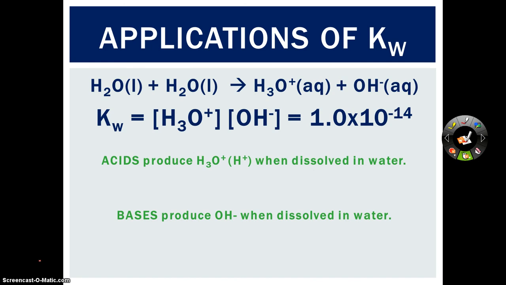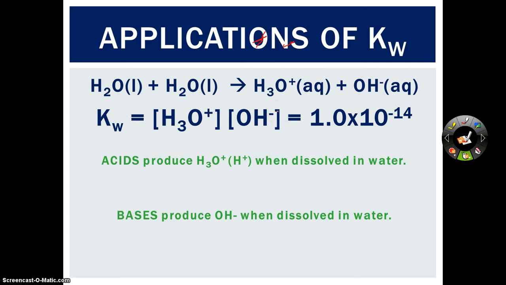So first of all, what is this KW that we're talking about? Well, when you think about water, it's an ionic compound and a covalent compound at the same time. So it's in a balance between hydrogen and hydronium ions. So this KW value really tells you about the ratio between these.